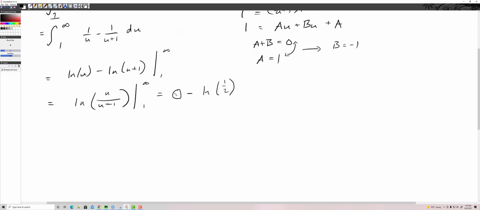As we go to 1, we can just plug in 1 for u. So that's 1 over 1 plus 1, which is just 1/2, and this is ln of u. Did I say u? I meant 2. ln of 1/2. We have a minus sign there, so this is minus ln of 2.